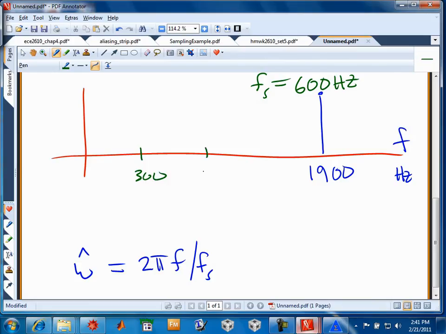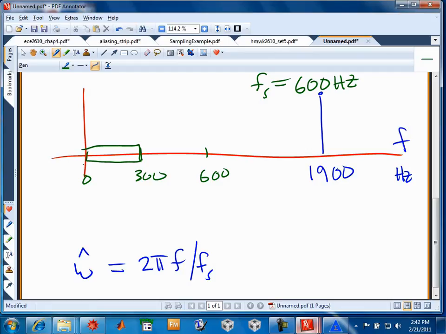And then I know that my sampling rate is at 600. So I'm looking for a signal that lies in this interval right here. That's the principal alias band. So 1900 definitely isn't it. Where does the principal alias of that 1900 lie in that 0 to 300 hertz band? So I kind of have to go searching for it. But you can do it mathematically or you can do it graphically.